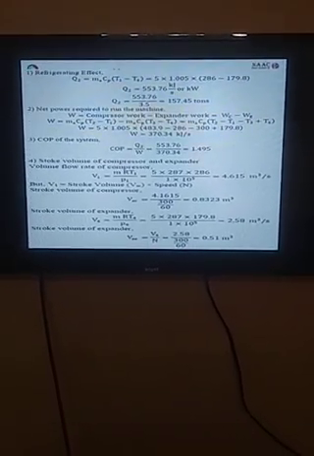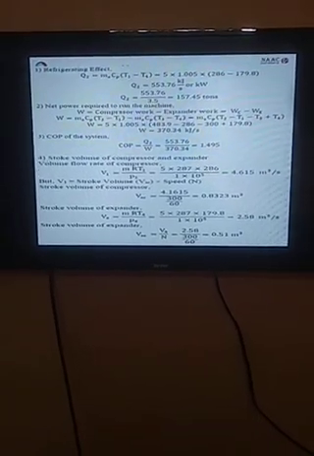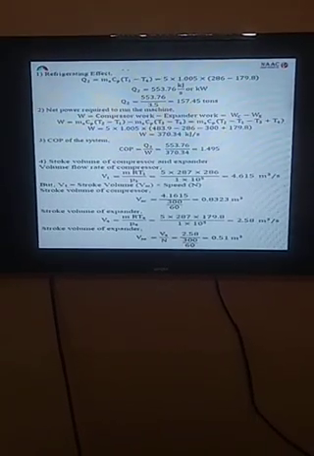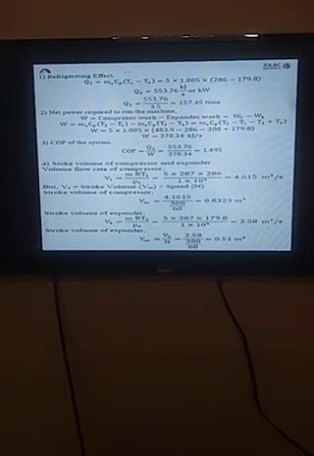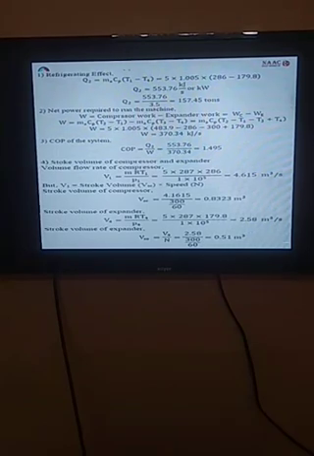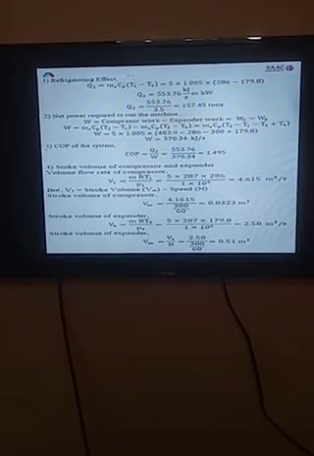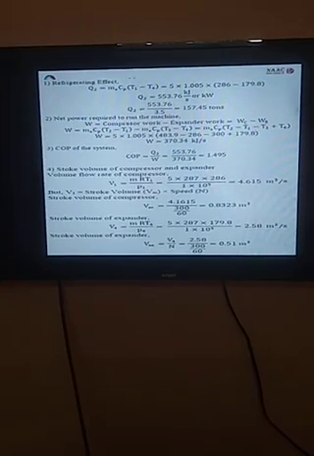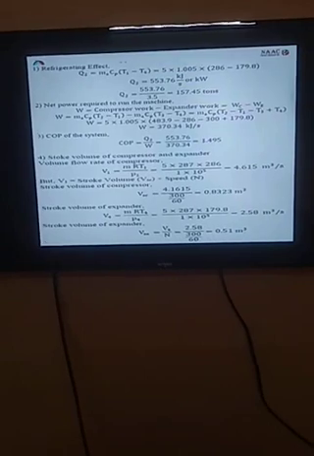The net power required to run the machine is nothing but the difference of compressor work minus expander work. So W is nothing but the net power required. W, or work required, is equal to W suffix C minus W suffix E. W suffix C is calculated as m suffix a into Cp into T2 minus T1, whereas expander work is calculated as m suffix a into Cp into T3 minus T4.